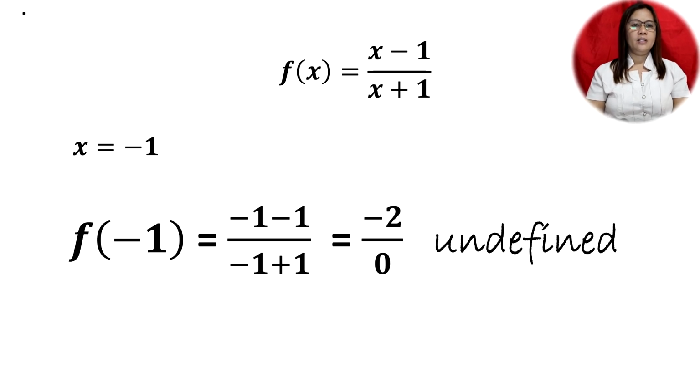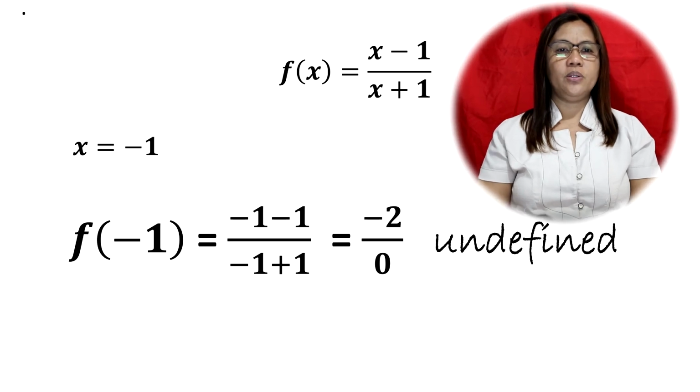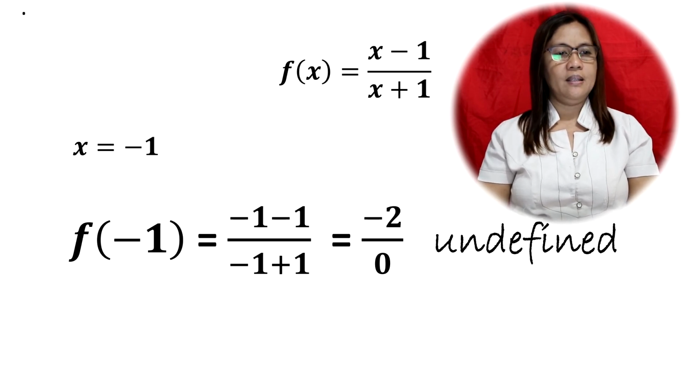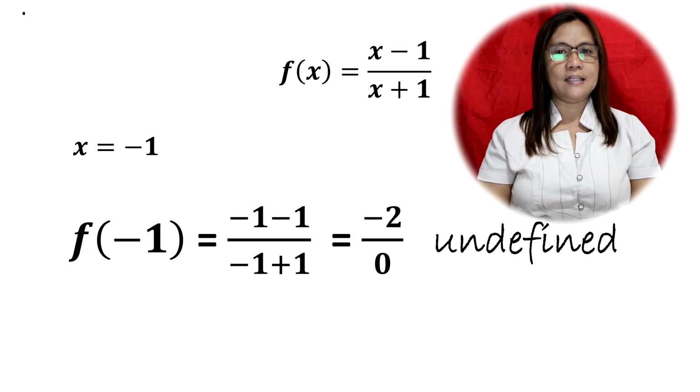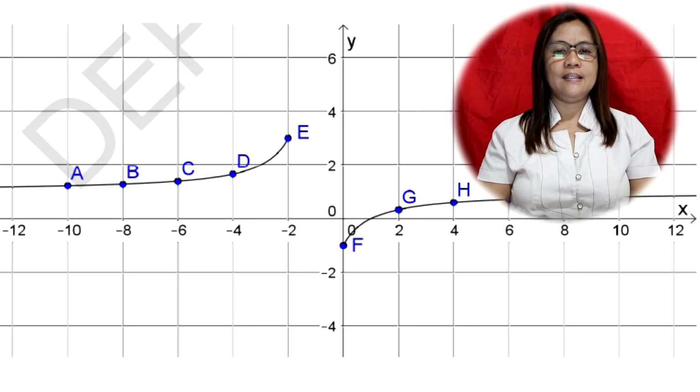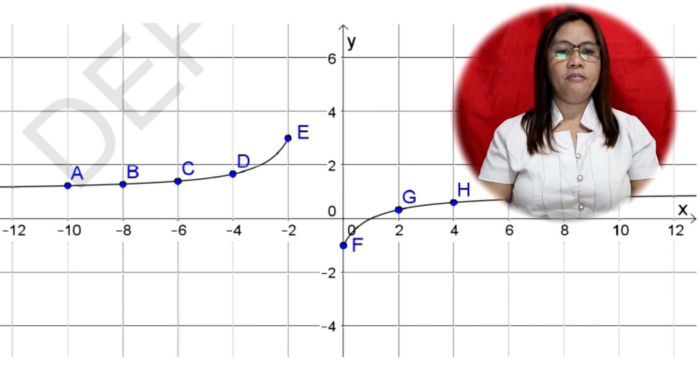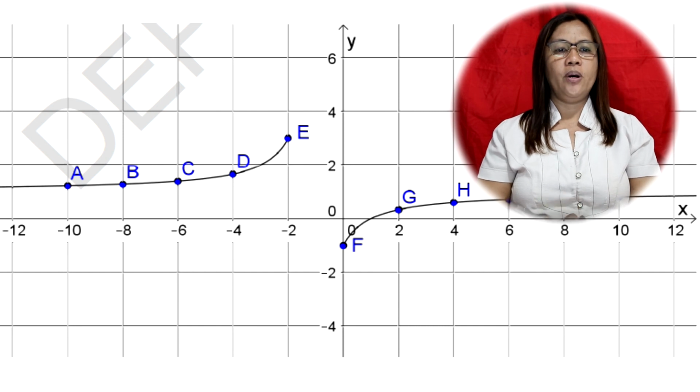Note that in f(x) = (x - 1)/(x + 1), if x is -1, that is f(-1) = (-1 - 1)/(-1 + 1), which is equal to -2 over 0, which is undefined. f(x) is undefined at x = -1, so there must be no line at x = -1. Therefore, the graph should be like this. We're not going to connect point E to point F because there is no point at -1.